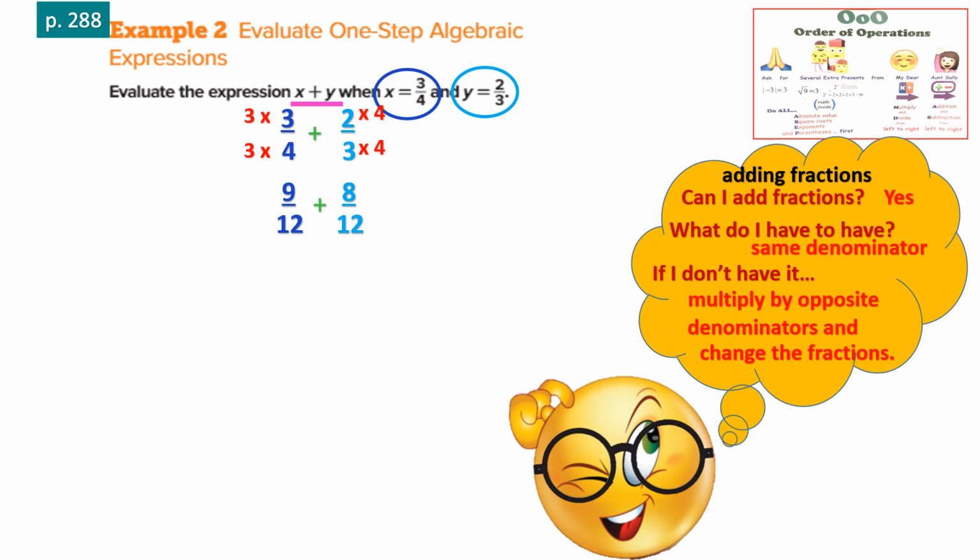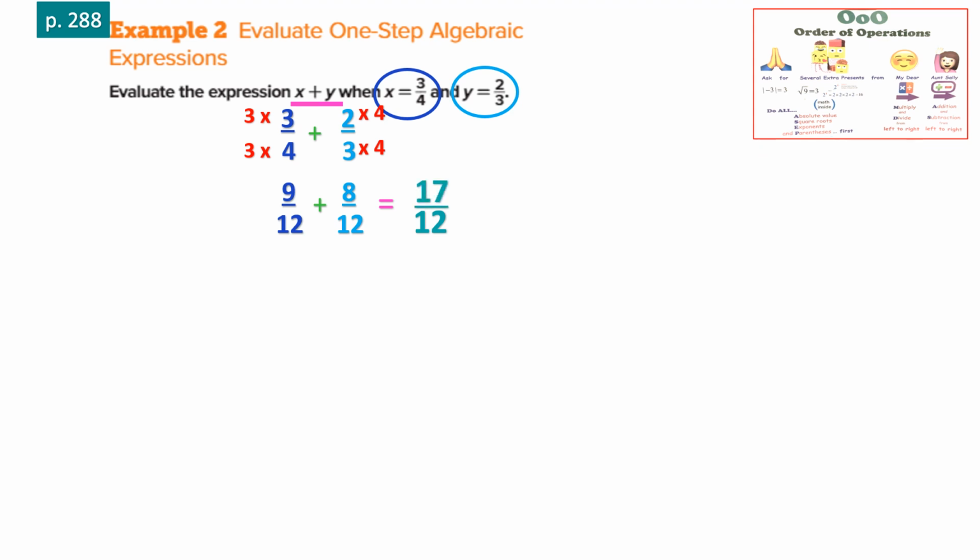Now can I add? I sure can. Now I have my common denominator. Well, what do I do with my common denominator? I simply keep it. Then I add my numerators. 9 plus 8 is 17. That's an improper fraction, right? That's top heavy. And if it's top heavy, then I have to convert it.